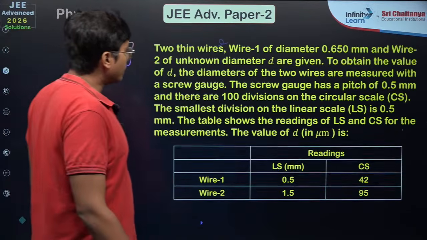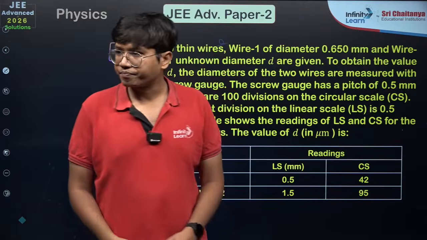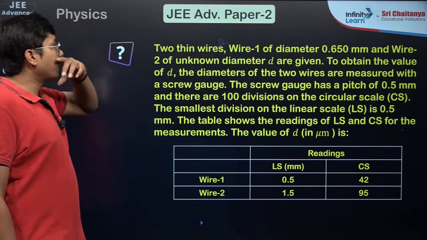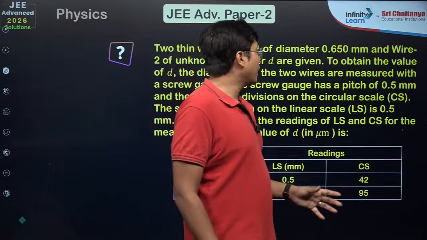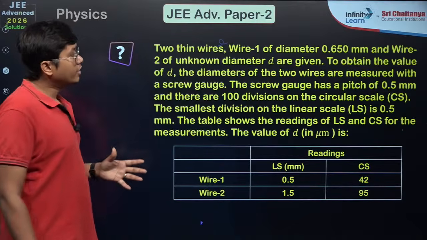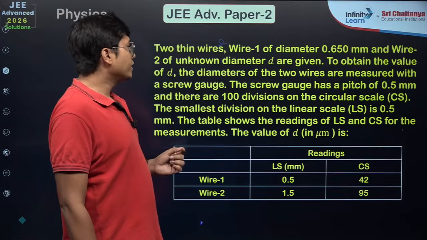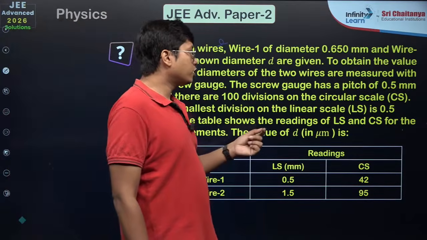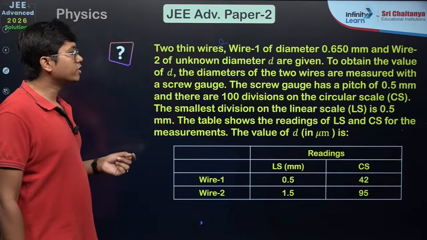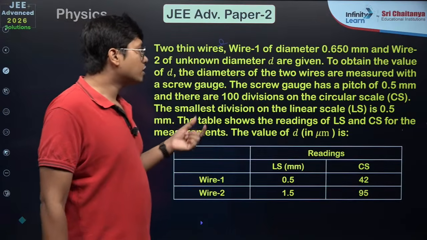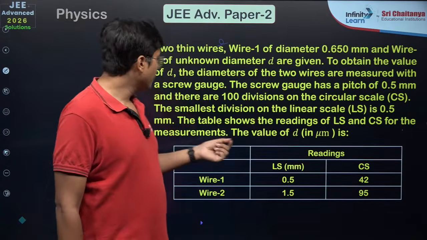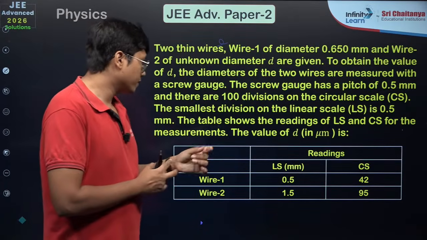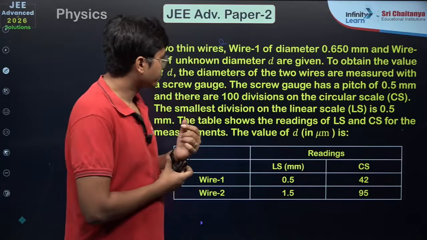Okay, next I think we have moved into numerical answer type. Let's solve these. This says two thin wires, wire 1 of diameter 0.65 and wire 2 of diameter D are given. To obtain the value of D, the diameters of the two wires are measured with a screw gauge. The screw gauge has a pitch of 0.5 millimeter and there are 100 divisions on the circular scale. The smallest division on the linear scale is 0.5 and the table shows the readings of linear scale and circular scale for the measurements. Value of D is how much?